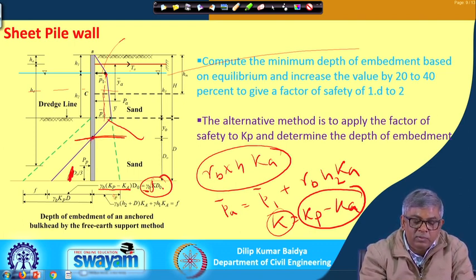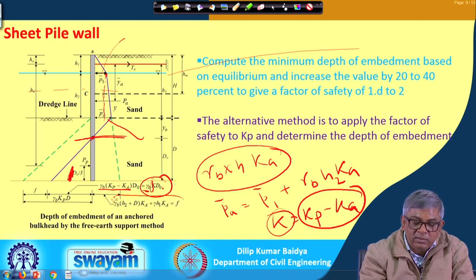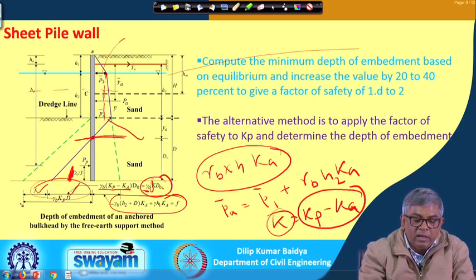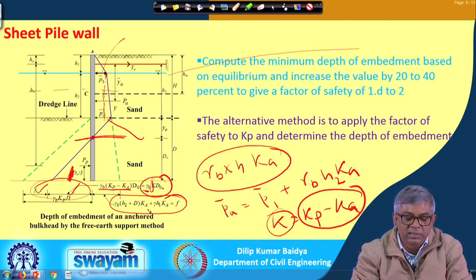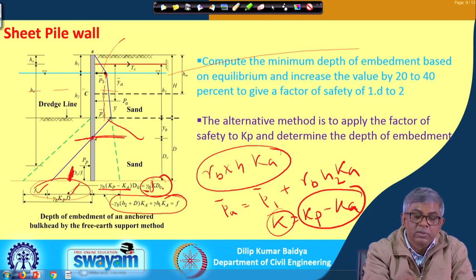So, how it is there, I have shown here: if I continue this diagram considering active, then here the intensity could have been this one, and from here if I consider only passive, then this could have been this one, this plus this, the entire portion. Because of that, if I want to find out only this one, it will become gamma b into K p minus K a into d naught, or gamma b multiplied by K multiplied by d naught. So, this is the pressure diagram. Now, using this pressure diagram, I have to analyze considering equilibrium, and first I have to find out at what depth it will become 0.